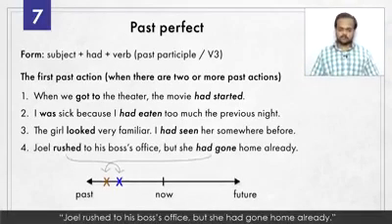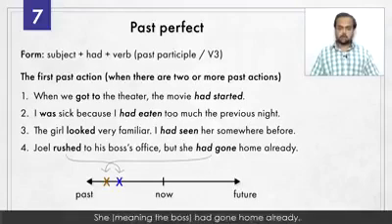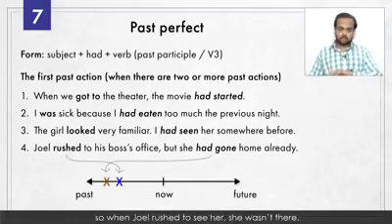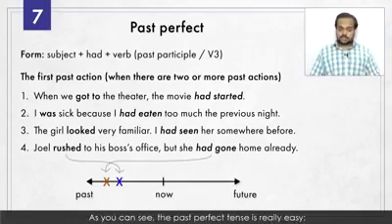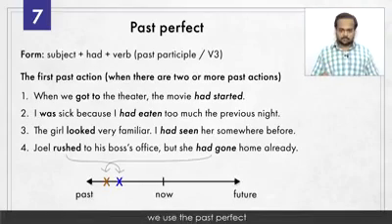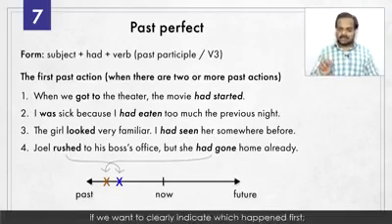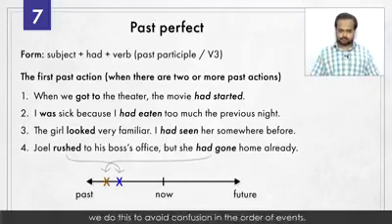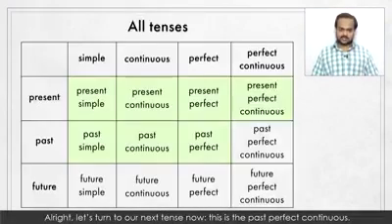Joel rushed to his boss's office, but she had gone home already. She, meaning the boss, had gone home already, so when Joel rushed to see her, she wasn't there. As you can see, the past perfect tense is really easy. Just remember that when we have two past actions, we use the past perfect if we want to clearly indicate which happened first. We do this to avoid confusion in the order of events.